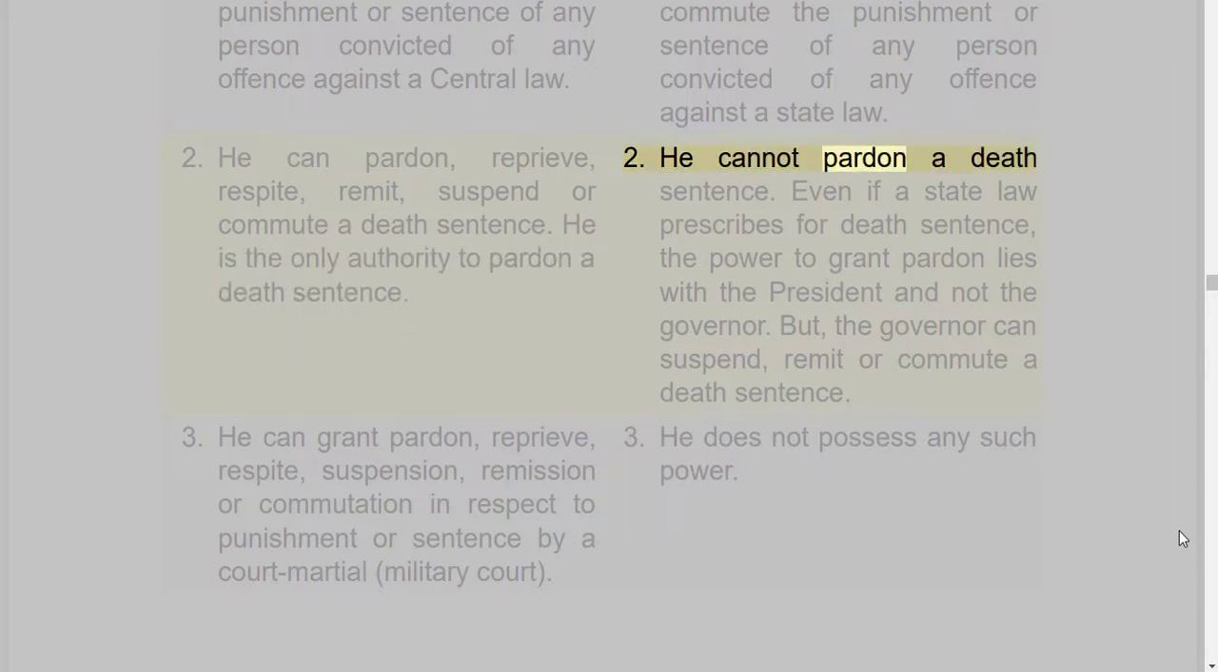Governor: 2. He cannot pardon a death sentence. Even if a state law prescribes a death sentence, the power to grant pardon lies with the President and not the Governor. But the Governor can suspend, remit or commute a death sentence. President: 3. He can grant pardon, reprieve, respite, suspension, remission or commutation in respect to punishment or sentence by a court-martial, military court. Governor: 3. He does not possess any such power.